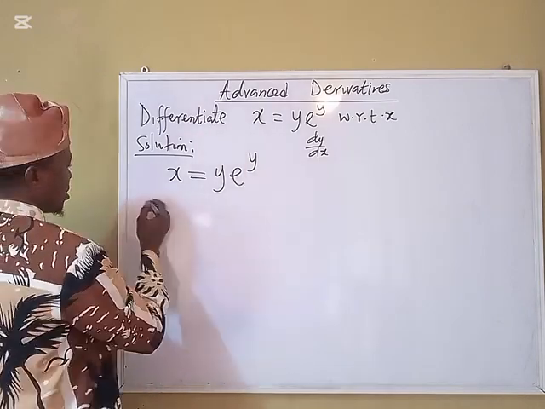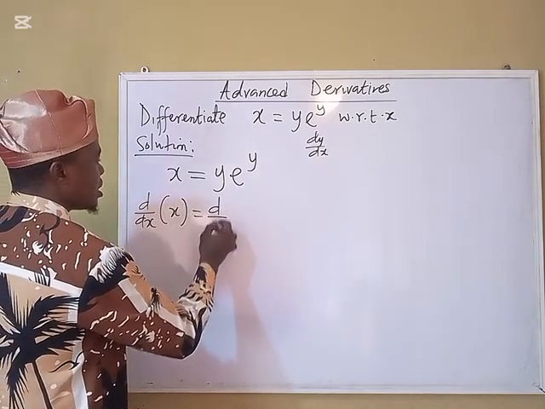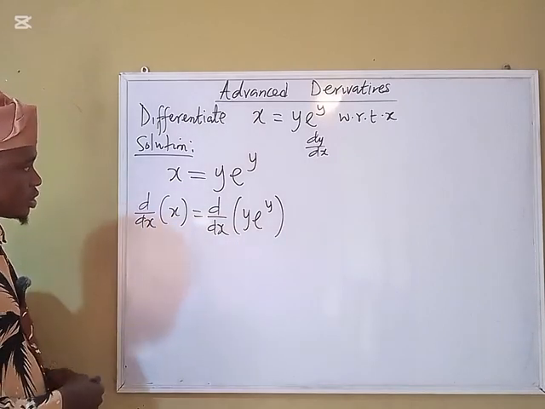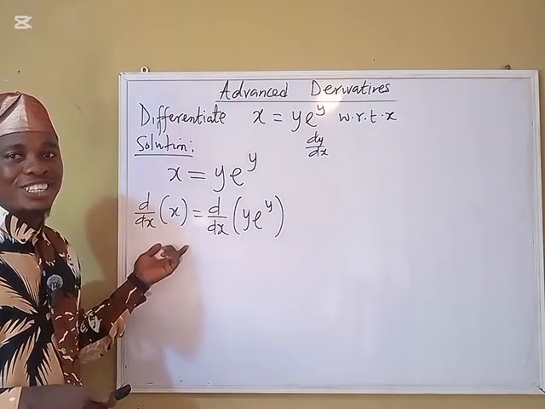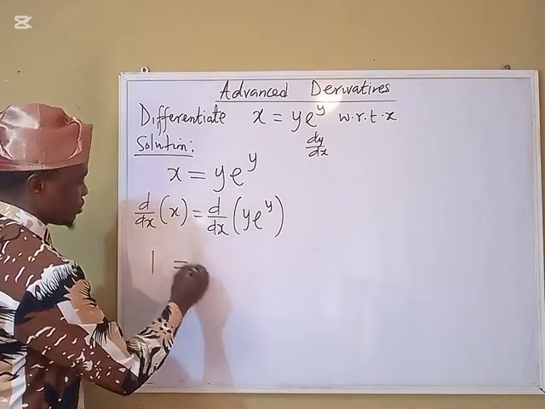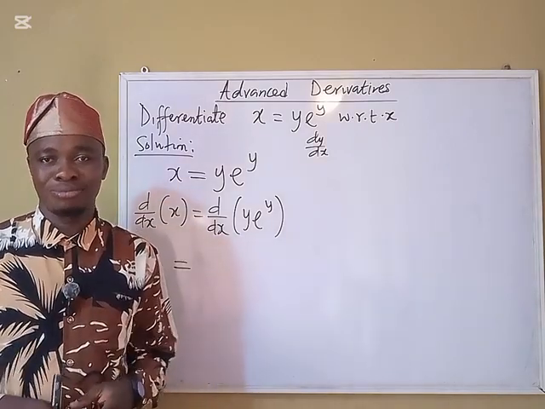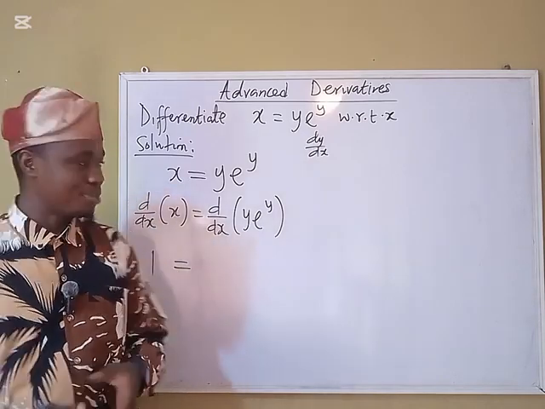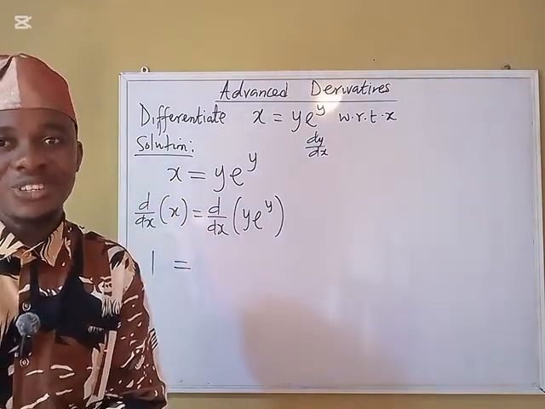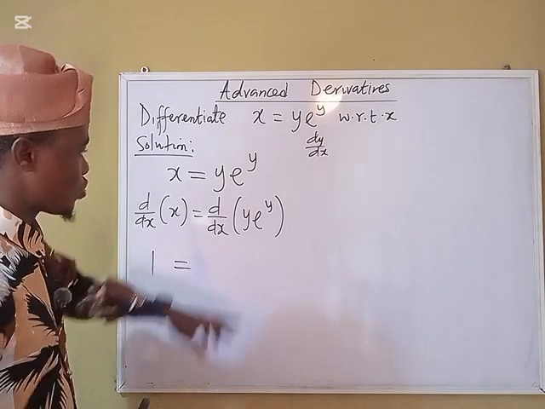We want to differentiate. Therefore, we're going to have d/dx of x equals d/dx of y e to the power of y. Now, on the left hand side, if you differentiate x, that will give us 1. But here, we don't even have x at all. So you use your brain. Because whenever you are differentiating a function y with respect to x, after differentiating, you have to multiply it by dy/dx. And that's what we are going to use there.